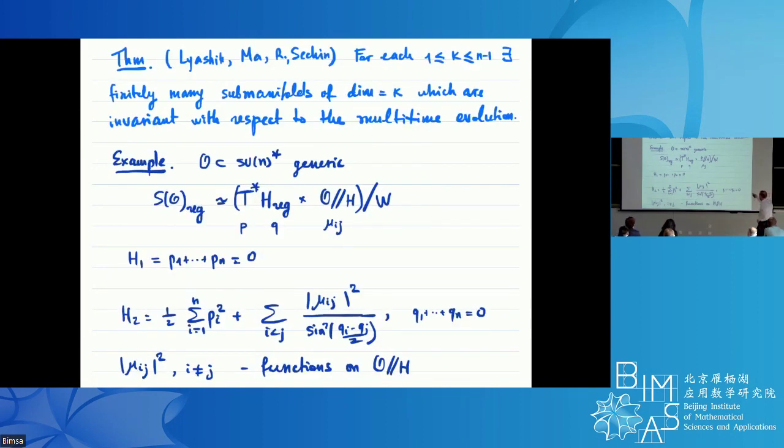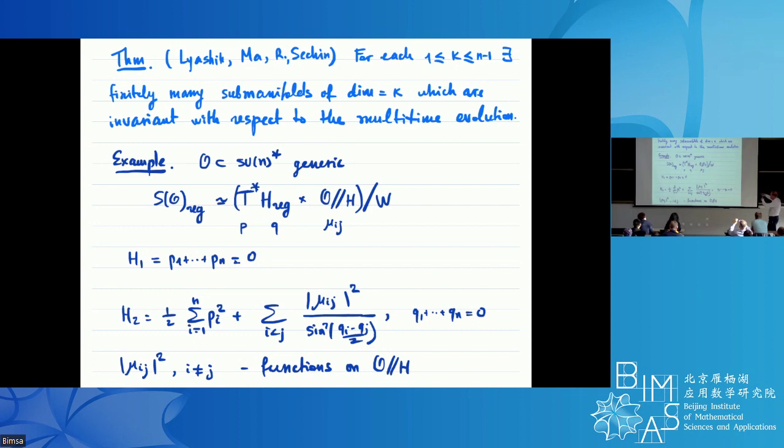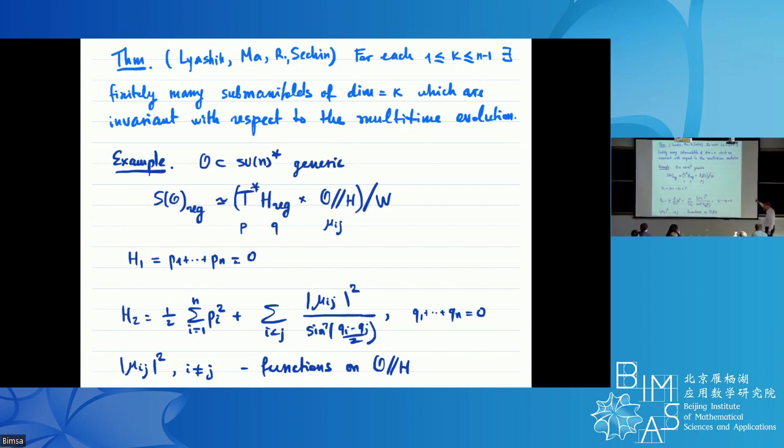Then with Guru and Mai and the same company of people, we did a complete classification of low dimensional singular Liouville tori. It turns out that for every k, there is a singular Liouville torus.